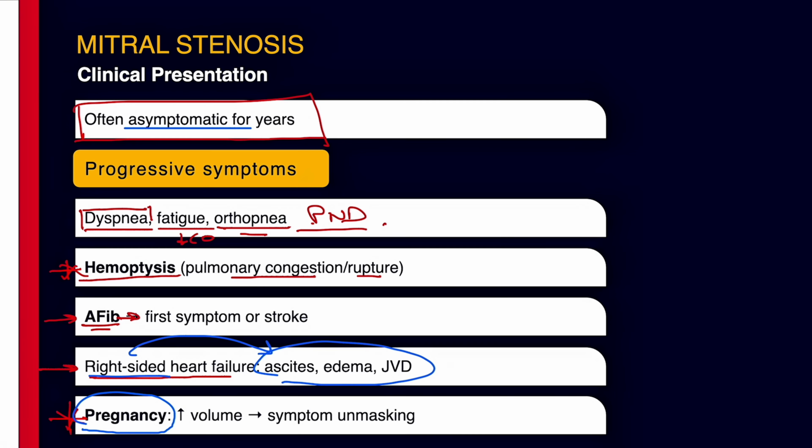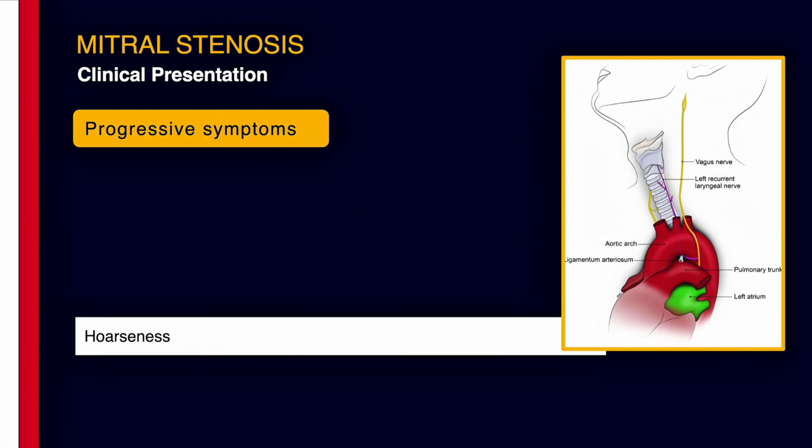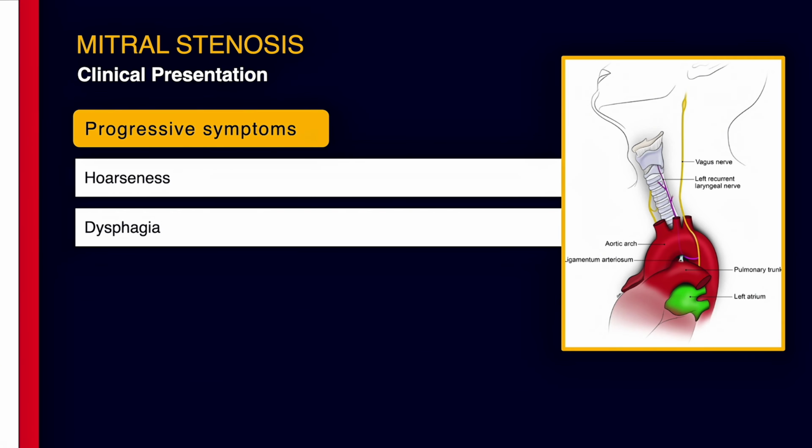The increased blood volume in pregnancy can unmask previously silent mitral stenosis. Learn that. So a woman who felt fine before may suddenly present with dyspnea, fatigue, or pulmonary edema because she got pregnant. Okay? Hoarseness, classically known as Ortner's syndrome.